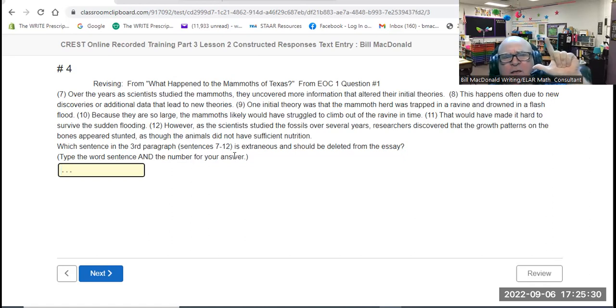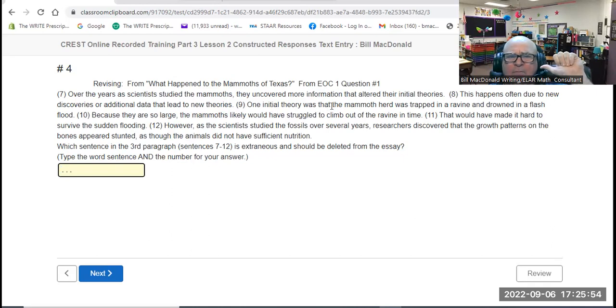So theories making new theories. To me, that kind of seems redundant and repetitious. So that's kind of a red flag that I might want to eliminate sentence 8. Let me look at sentence 9. One initial theory, information that altered their initial theory.